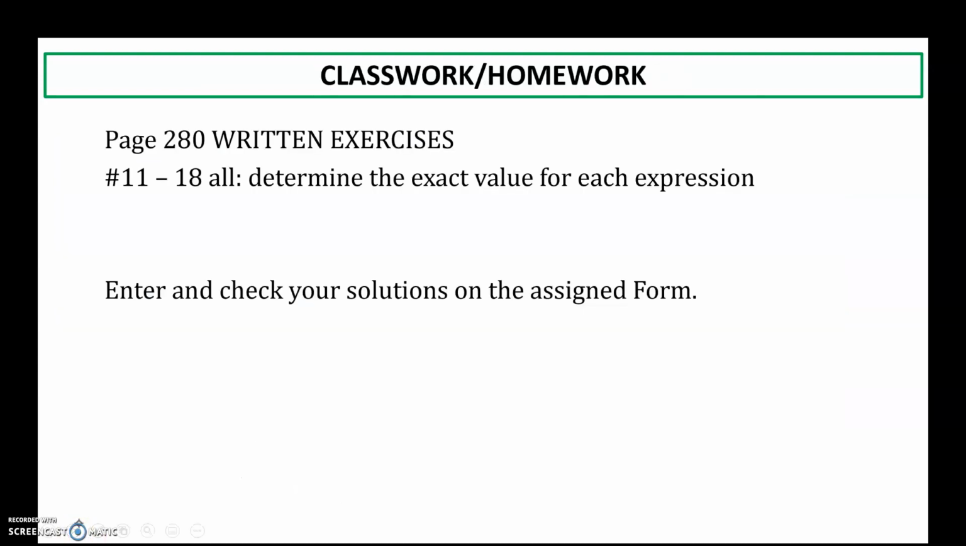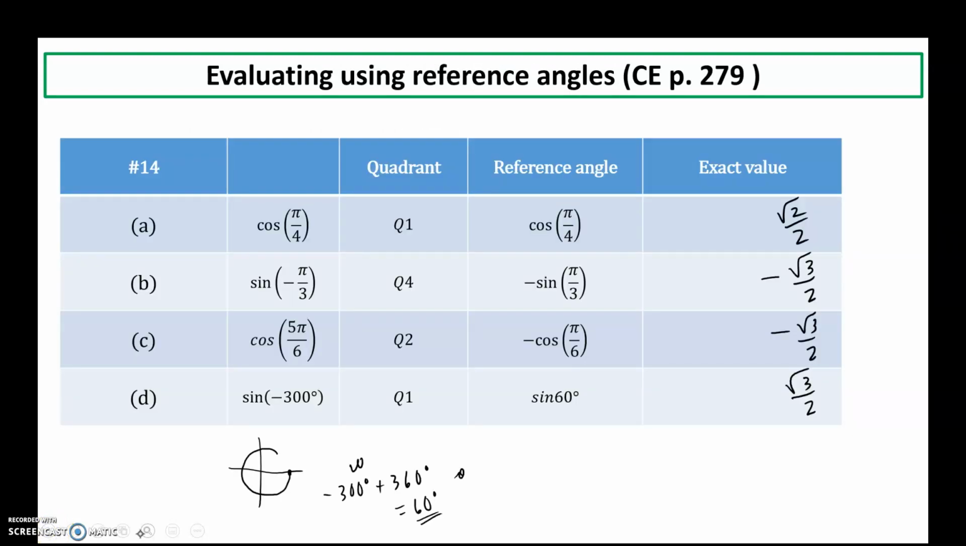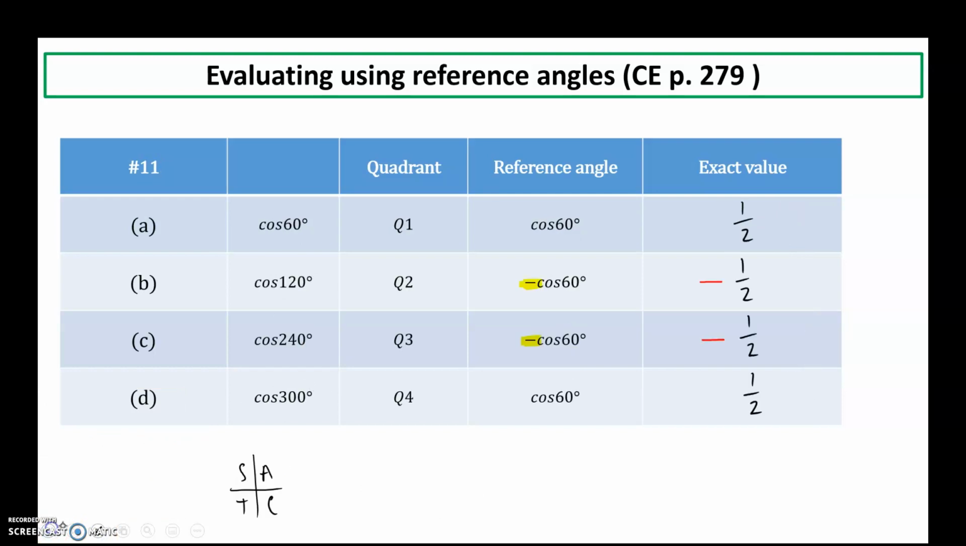All right, so your classwork, homework, I created a form. You're going to do numbers 11 through 18, all of them, and you will follow the directions. It's find the exact value of the sine and cosine. So what that means is this is what your answer will look like on numbers 11 through 18. The exact value column. Determining the quadrant and the reference angles are the means for you to get there. But your final answer when you enter it in the form is going to be one of the values from the chart that we started with.